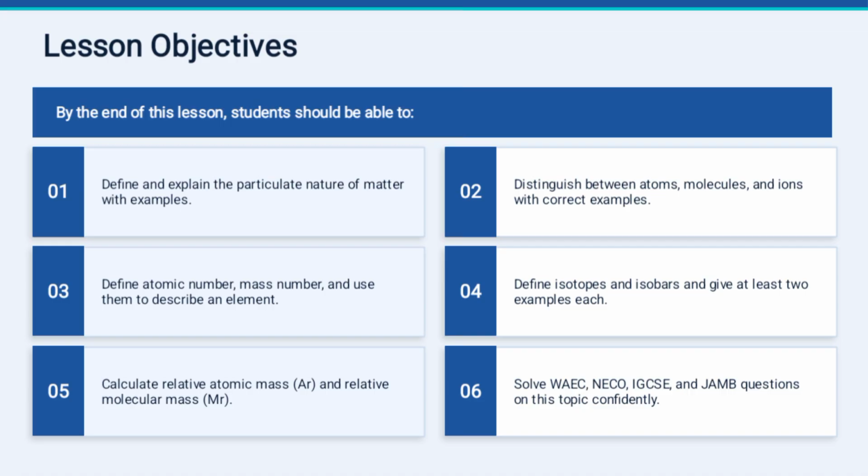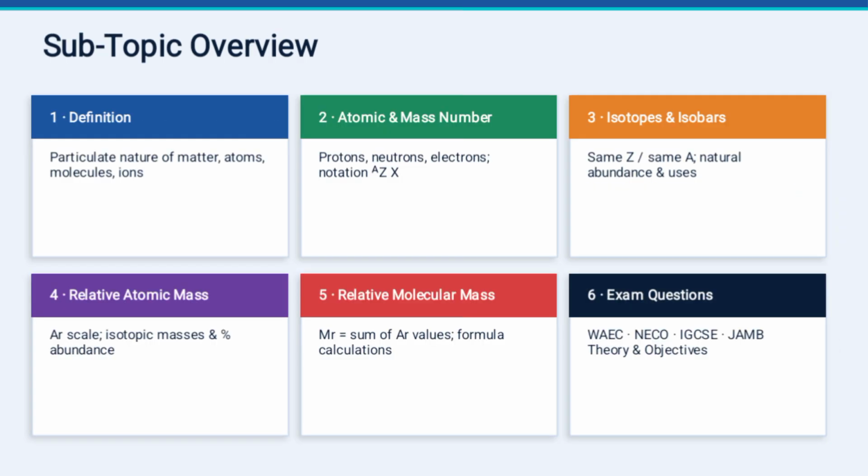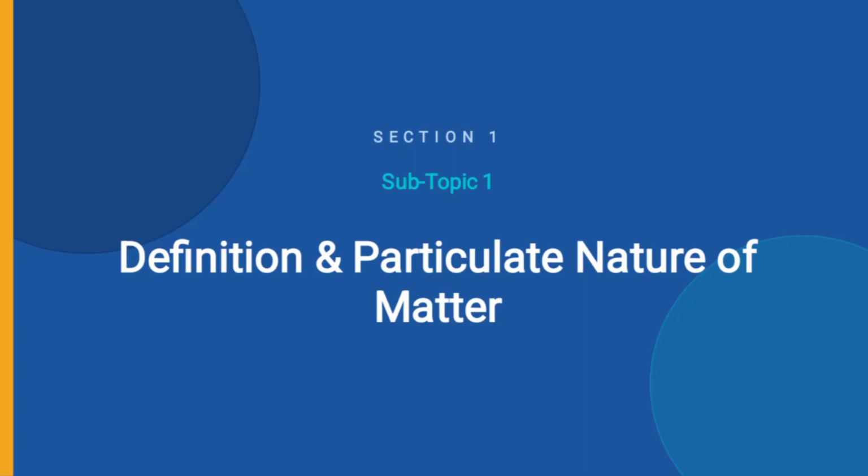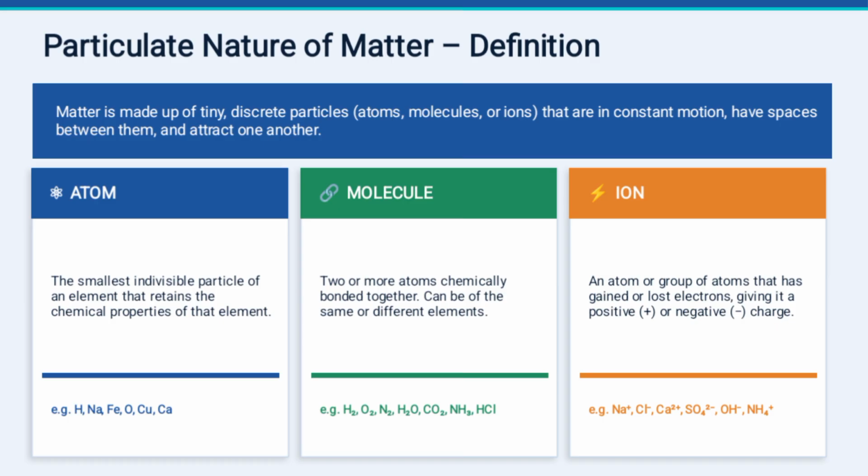Let's get the topic started. This is the overview of the topic. So we look at defining what the particulate nature of matter is. Again, as you were taught in junior school, matter is anything that has mass or weight and occupies space. Matter usually exists in two forms.